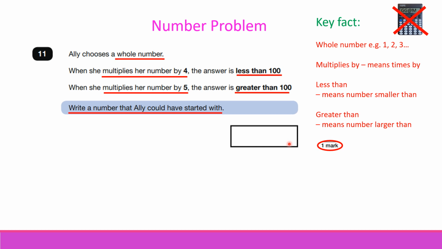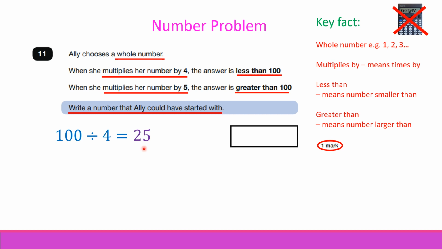So to start with, we're going to think about a number that multiplies by 4 and the answer is less than 100. Now because 100 is the key number here, we're actually going to start with the number 100 and divide it by 4, because if I multiply it by 4, the answer's got to be less than 100. Now to divide by 4 in your head, the easiest way is to halve the number and then halve it again. So a half of 100 is 50, half of 50 is 25, which is why 100 divided by 4 is 25.